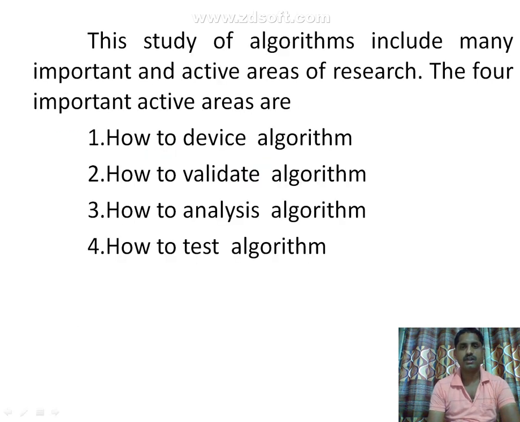So the study of algorithms includes many important and active areas of research. The 4 important active areas are: how to devise algorithms, how to validate algorithms, how to analyze an algorithm, and how to test algorithms. The first one is how to devise, how to validate, how to analyze, and how to test.